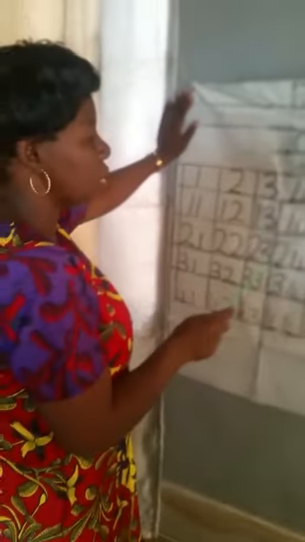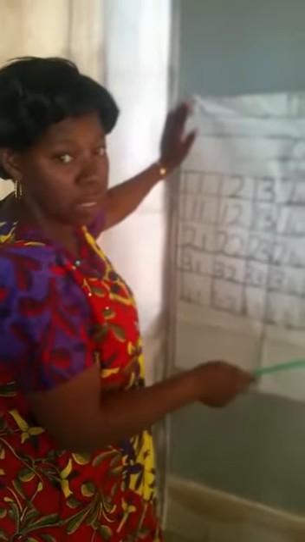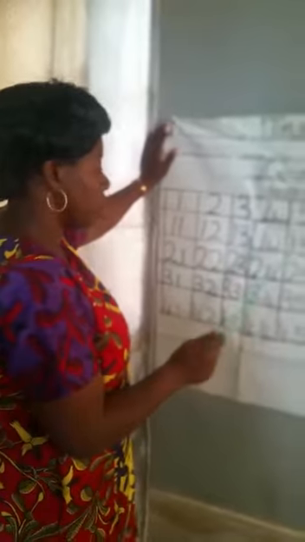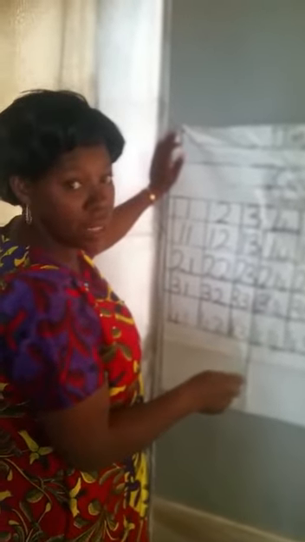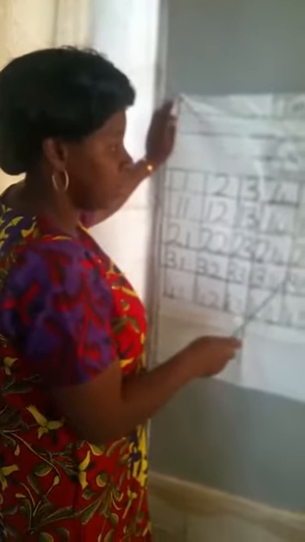You are going to write these numbers into your exercise book, and after that you recount again and identify.